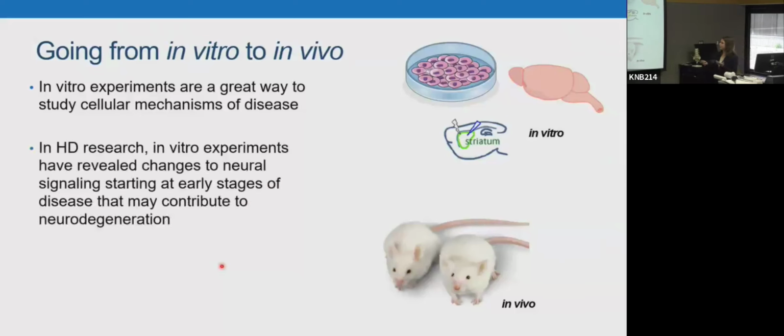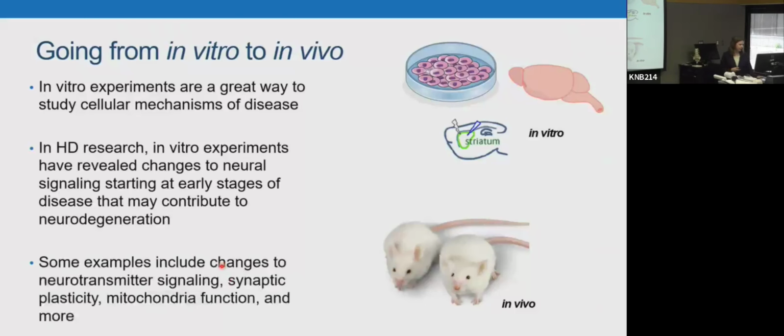In HD research, in vitro experiments have revealed changes to neural signaling that start at early stages of disease and may be contributing to neurodegeneration. Some examples include changes to neurotransmitter signaling, synaptic plasticity, mitochondria function, and more. So most of that work was done in vitro. And I guess I forgot to define this earlier, but in vivo would be when we're looking at the whole organism. So the mouse is still alive and we're doing experiments in a live mouse.